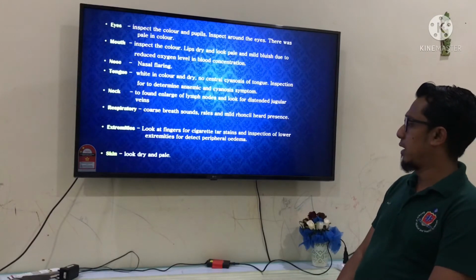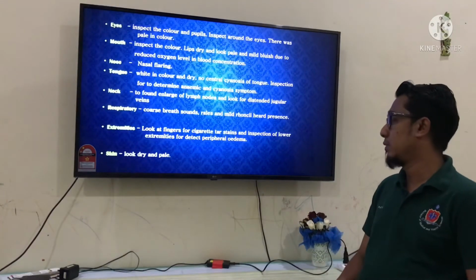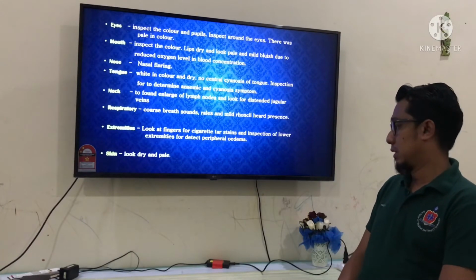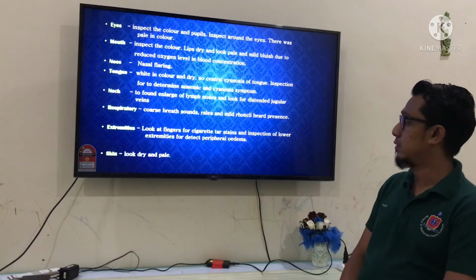Okay, extremities: look at fingers for cigarette tar stains and inspect lower extremities to detect peripheral edema. Tengok bahagian kaki pun untuk detect edema. Okay, skin looks dry and pale sebab patient nampak ada ciri diarrhea dan vomiting. Okay, look dry and pale.